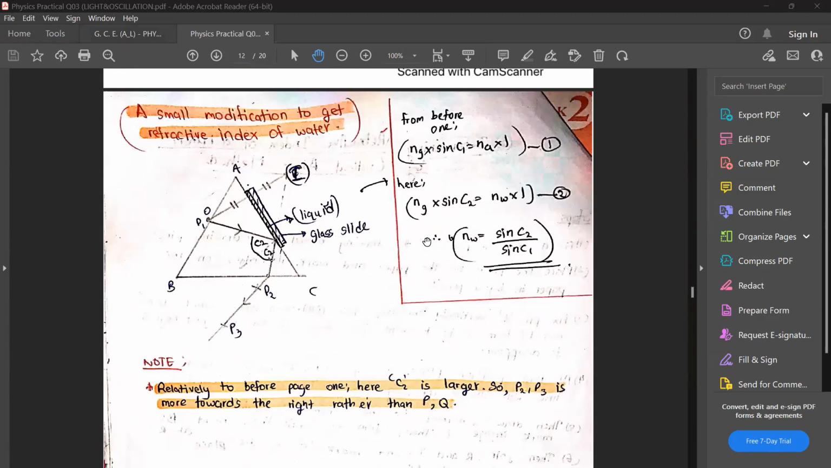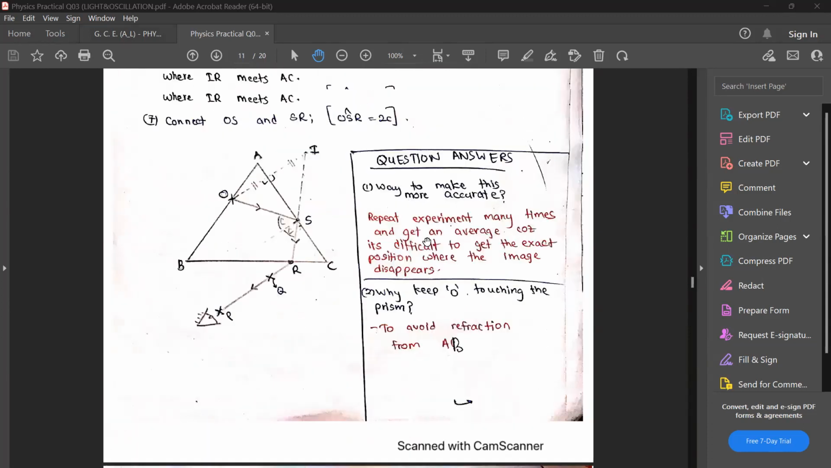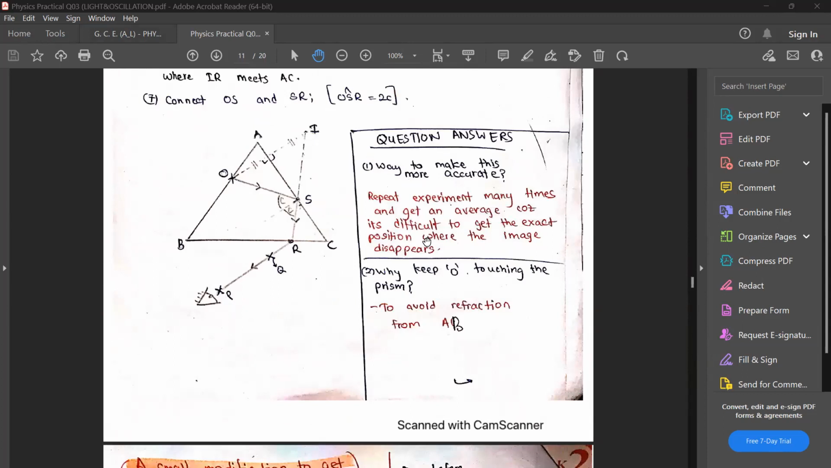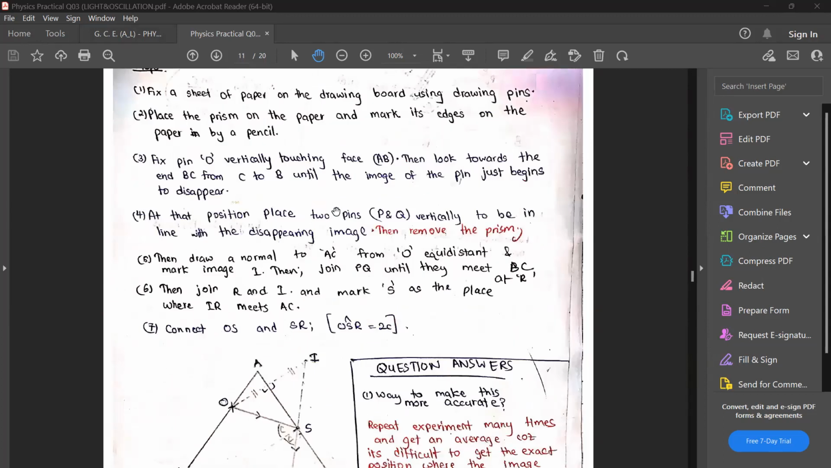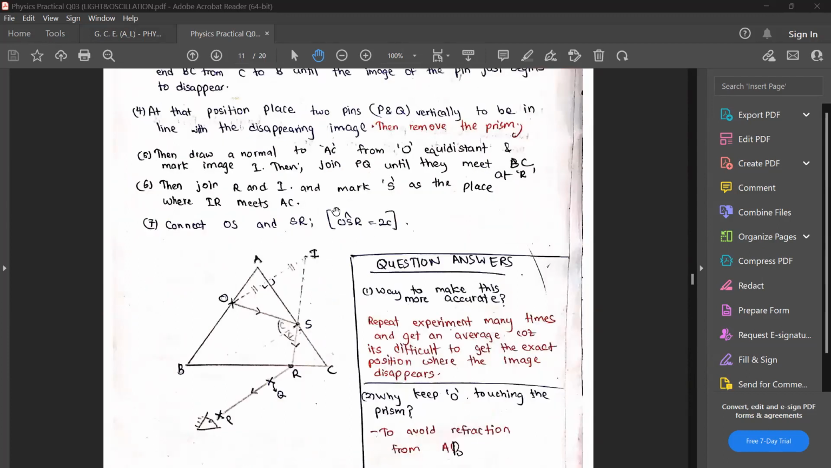You should know this concept: how to write the refractive index in terms of the critical angle. You can do that by simply applying Snell's law. And please remember the steps. If you remember the steps of this practical and understand the concept properly, you are done.